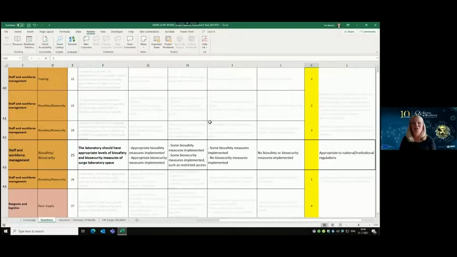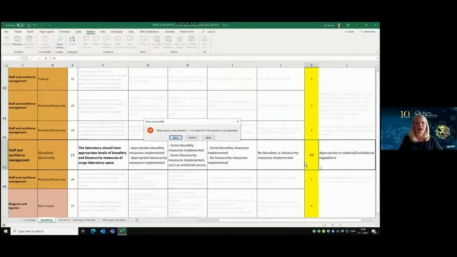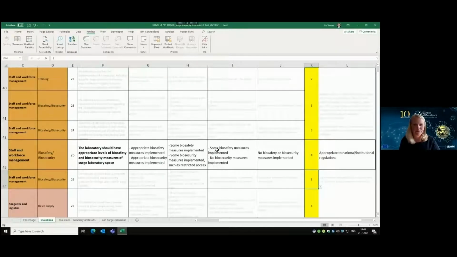So let's take the score of 4 to fill in here in the search capacity assessment tool. But this time, instead of using the drop-down menu, I will type in the number. So we had a score of 4. But what if, for example, I press 4 2 times? Would this mess up the assessment tool? Well, if I press enter, I actually get an error message displaying that I cannot enter any other value than 1 to 4 or not applicable. So I retry and enter 4, and this time it works.